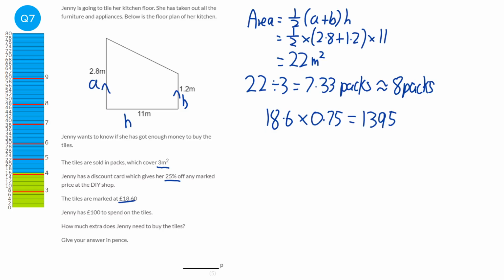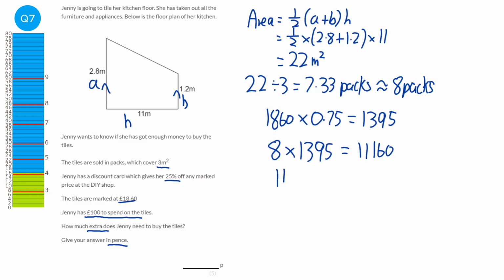Now I've done this in pence and I've kind of muddled it together here, so really let's just go back. That would be 1,860 times 0.75, and so each pack will cost 1,395 pence. The reason we're doing this in pence is the answer needs to be given in pence, so I might as well make that conversion now. And so it's going to be 8 lots of the 1,395 pence packs, which will cost in total 11,160 pence, or £111.60. But Jenny has £100 to spend, and we're asked how much extra she needs.